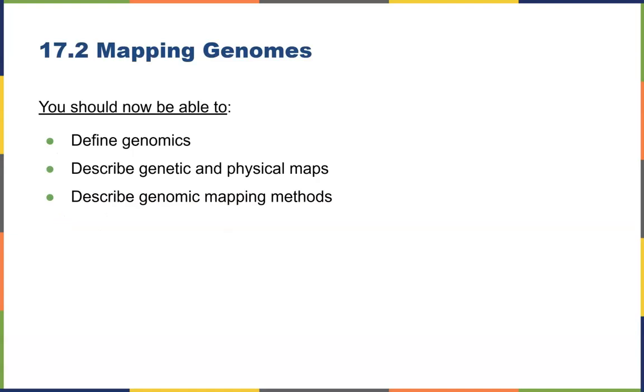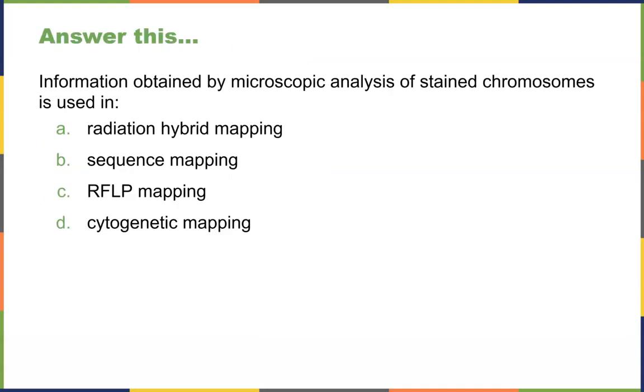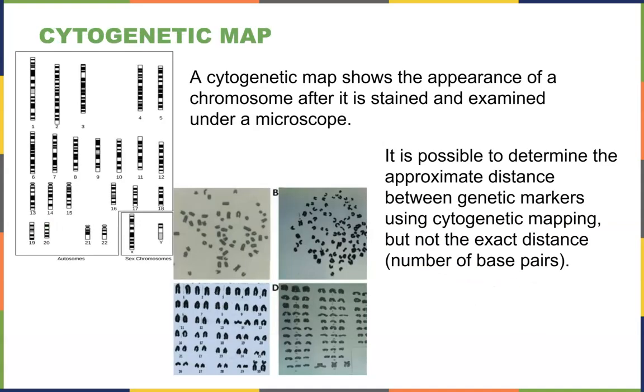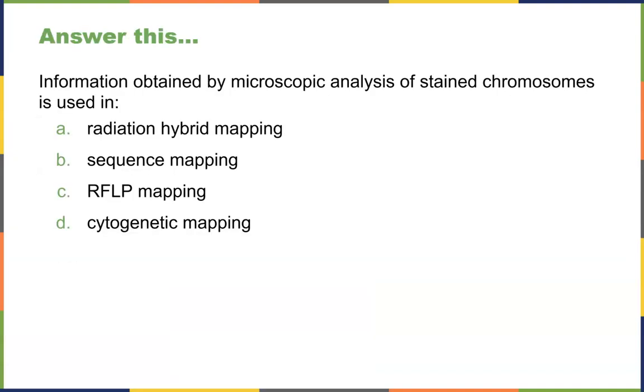Okay, so that was the basics of mapping genomes. We can map genomes and figure out how many base pairs or how many lengths away we are with the genes. I know we only talked about cytogenic map, but radiation hybrid map and sequence map go more in depth, and they will tell you more about how many base pairs apart each gene is. But the cytogenic map is nice to look at, right?